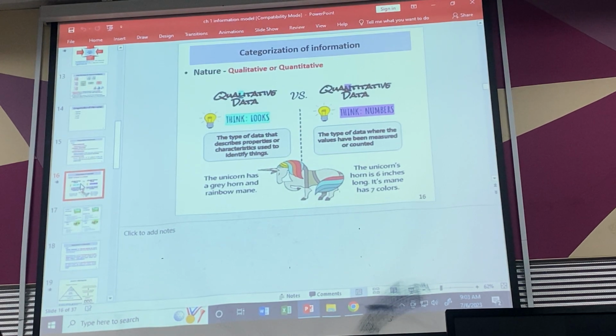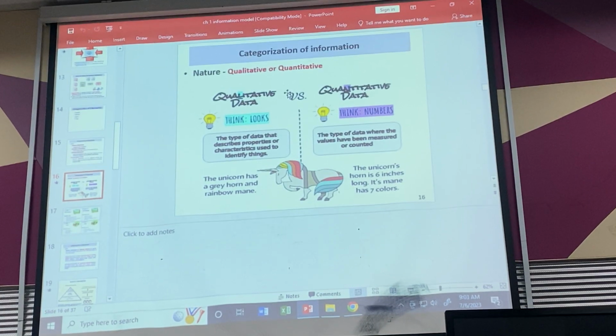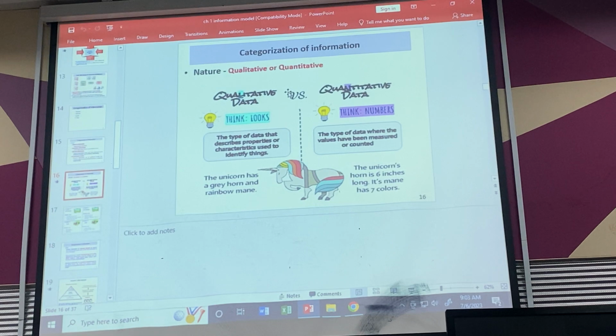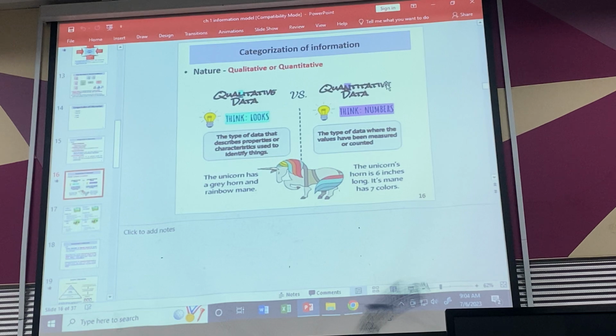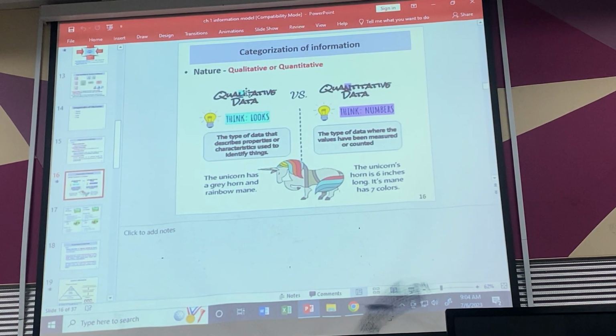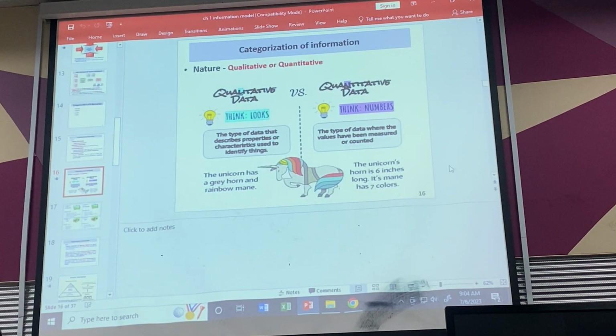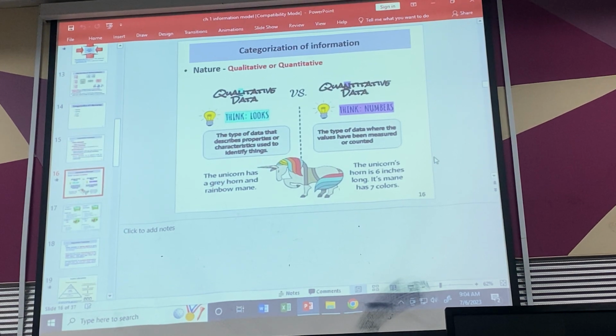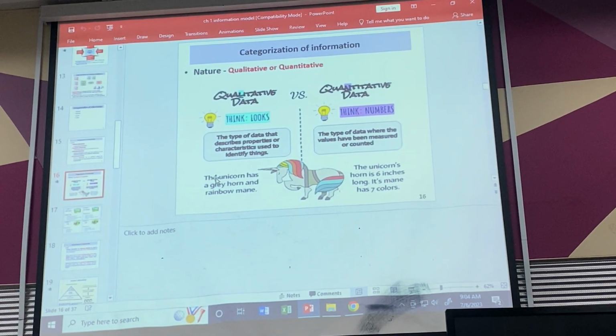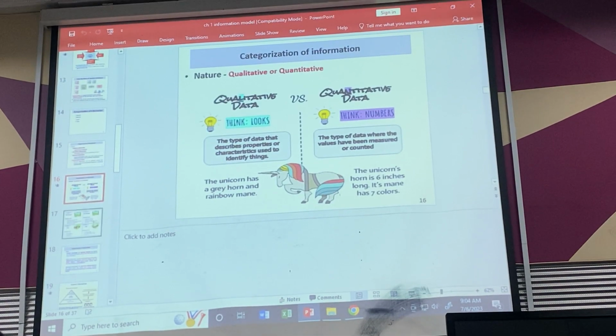This one is one of the past year questions. Okay? Talking about the nature, the qualitative and quantitative. Qualitative means without the numbers. Quantitative is with the numbers, focus on the numbers. This one focuses on the characteristics. For example, you can see here, the unicorn has grey horns and a rainbow mane. The unicorn is 6 inches long and it may have 7 colors. See it? So this one is a number value and so on. This one is talking about the characteristics. Okay, so remember. They have another example.